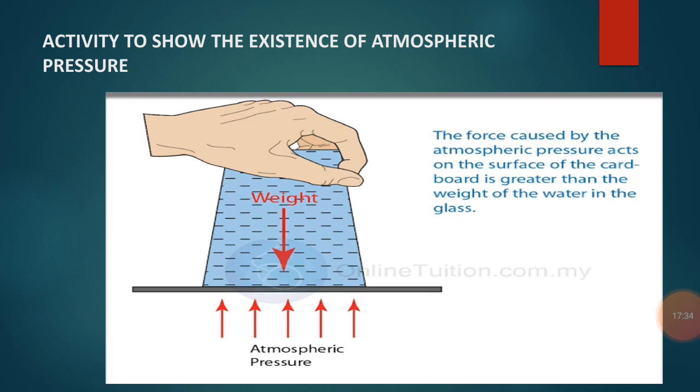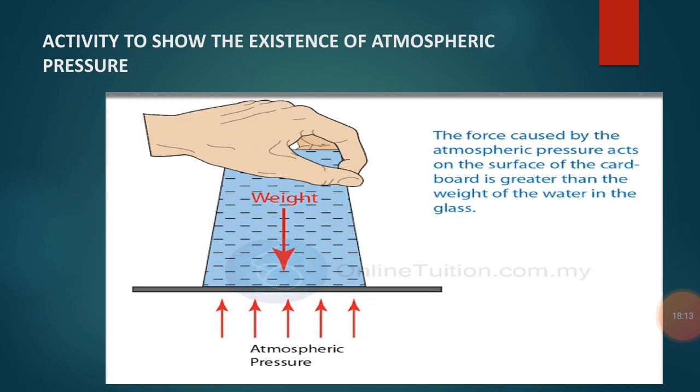In this activity, we will use the atmospheric pressure to hold the water in an inverted glass tumbler. This activity can be performed as follows. Take a glass tumbler filled to the brim with water and covered with a piece of thick and smooth card, as shown in the given figure. Now we press the card so hard that there is no air in the glass tumbler.